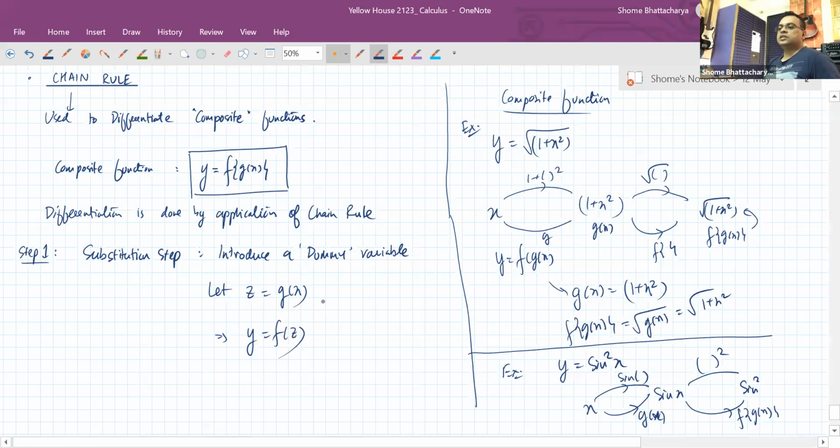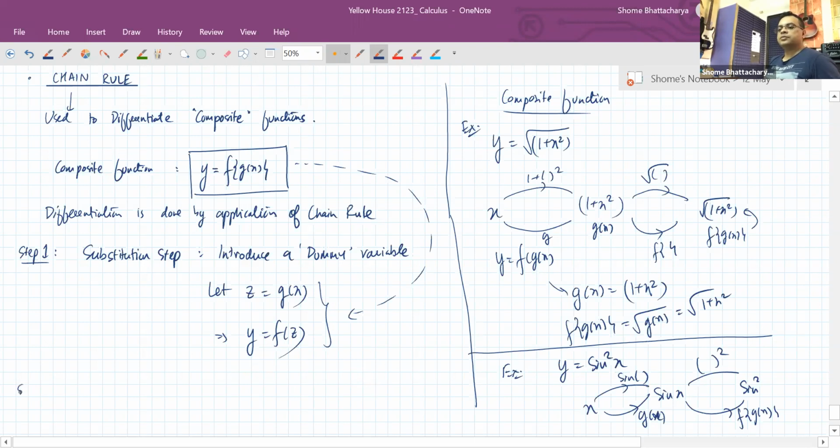Now you can see that both these equations together are giving the same information that the original one is giving, but it's giving it in 2 steps. That x is operated by a function g to give me a dummy variable z, and then that dummy variable z is operated by another function f to give me the value of y. So y is a composite function. y is a function of z, which in turn is a function of x. That is the meaning of the term composite function.